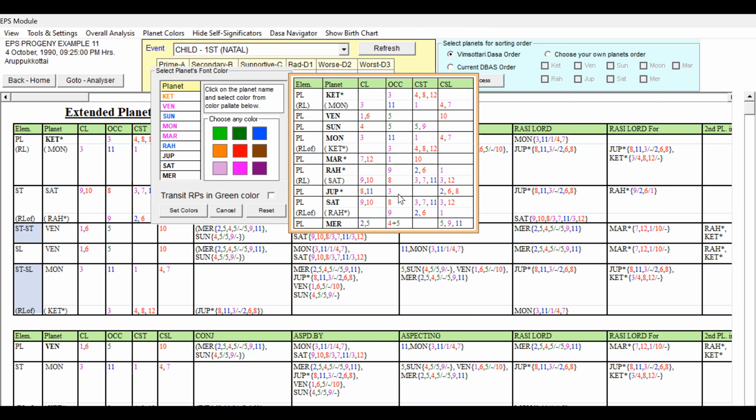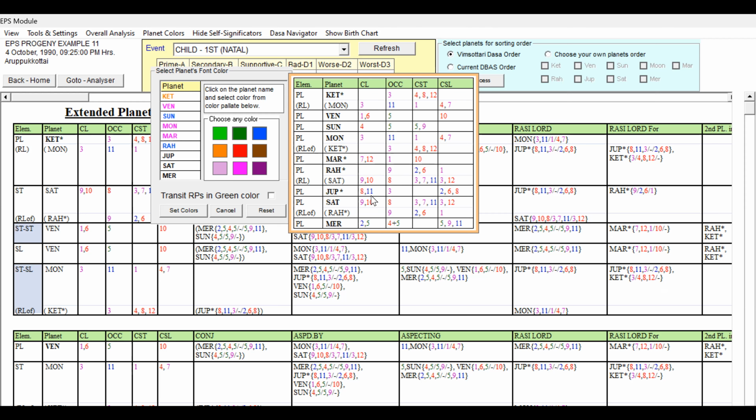And Jupiter, 8th lord, 11th lord occupying third house, 2, 6, 8 cuspal sublord. So 11, 3, 2 are okay. But 8th lord and 2, 6, 8 cuspal sublord is not good even for the fifth house. It is indicating obstacles, struggles, and not good for the lagna or the fifth house. So this is not good. So what we can do, Jupiter, we can give pink, because it has favorable 11, 3, 2. It will support also, but it will lead to trouble also.